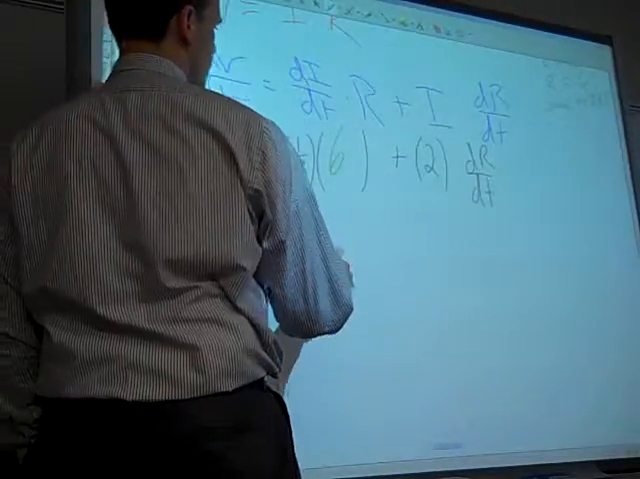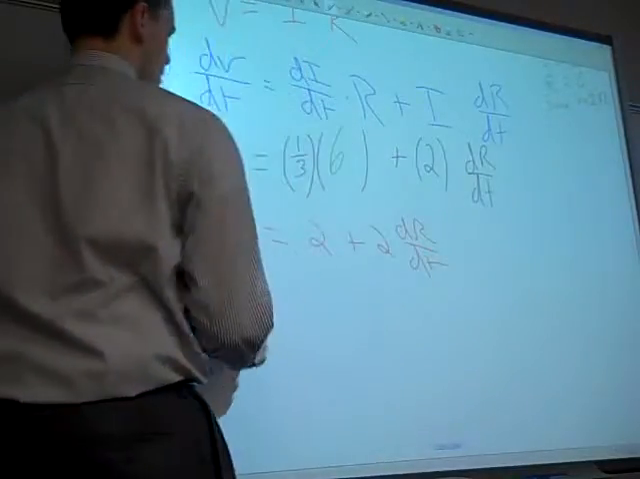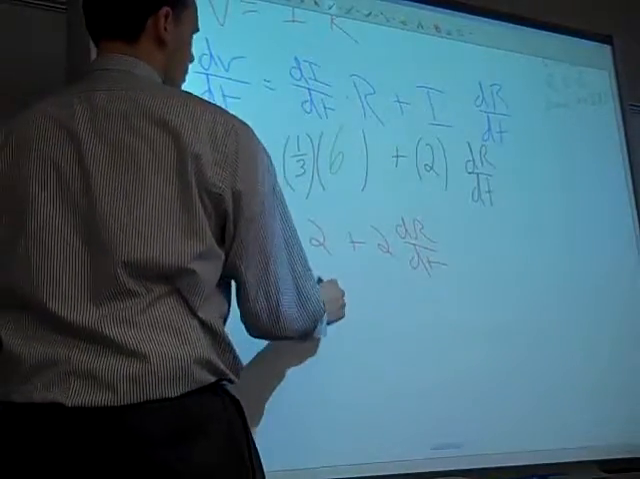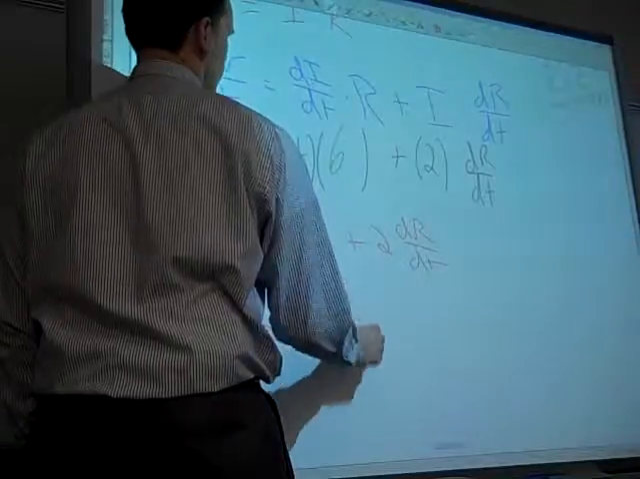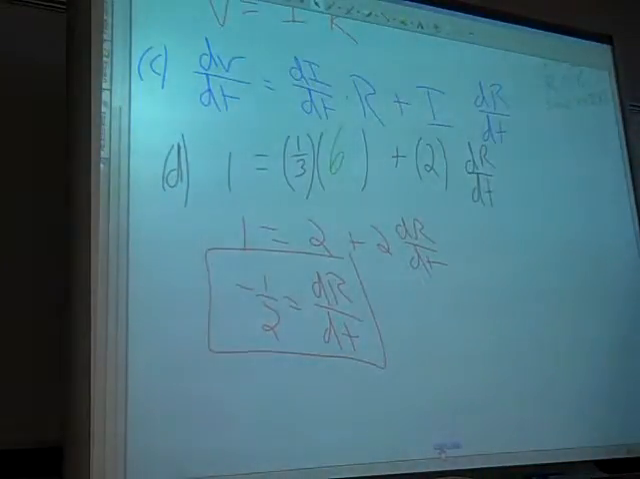So 1 equals 2 plus 2 dR/dt. So negative 1/2 equals dR/dt. So that means that the resistance will be increasing or decreasing? Decreasing. Although, did I do this wrong?